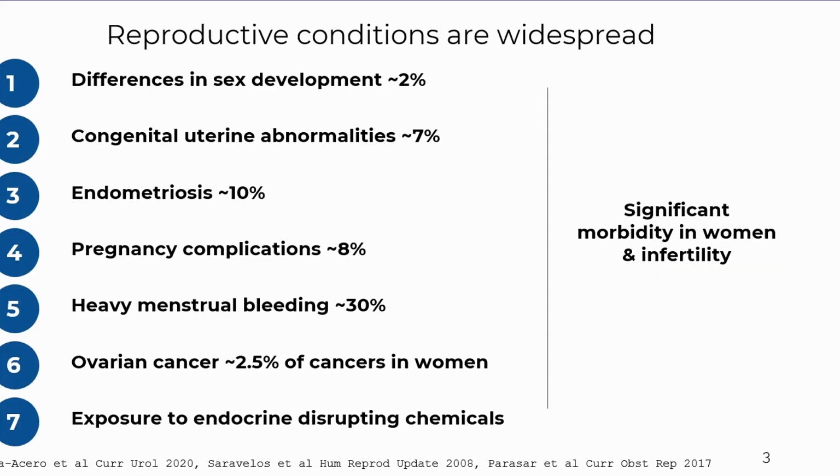So all of this has consequences for reproductive conditions, which are actually widespread. And I will just give some numbers. For example, endometriosis affects 10% of women of reproductive age. Pregnancy complications account for 8% of all pregnancies, and even some cancers, such as ovarian cancer, which accounts for 2.5% of cancers in women, is one of the most deadly cancers in women. So altogether, all of this has a significant morbidity in women and an increase in infertility.